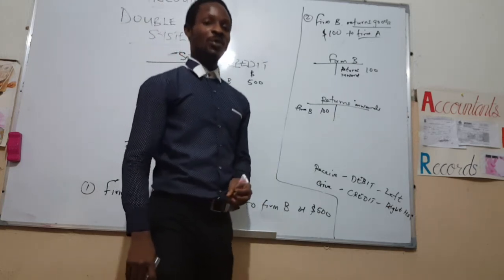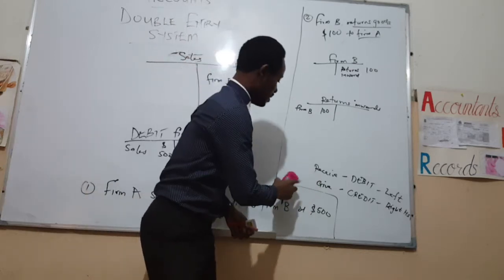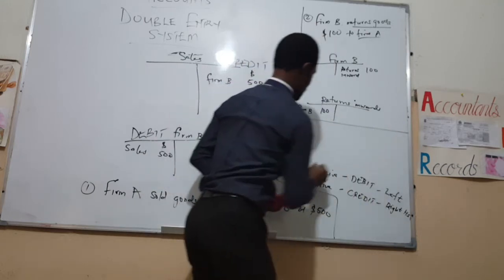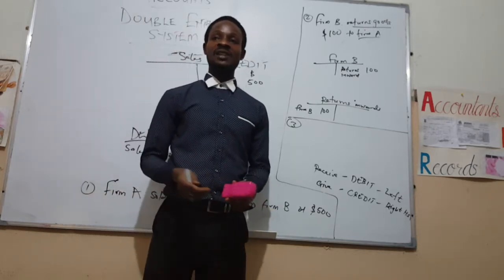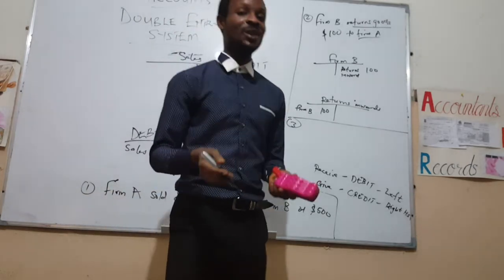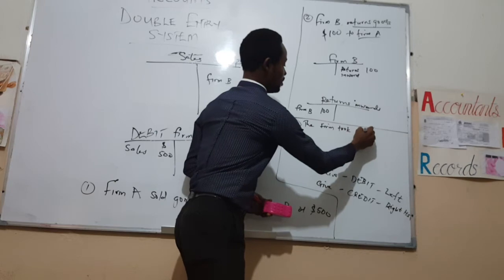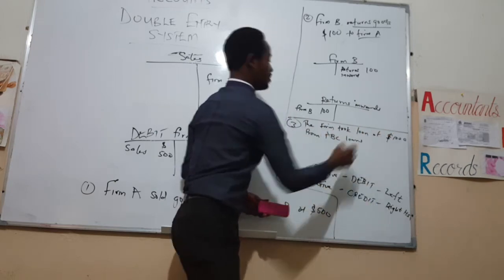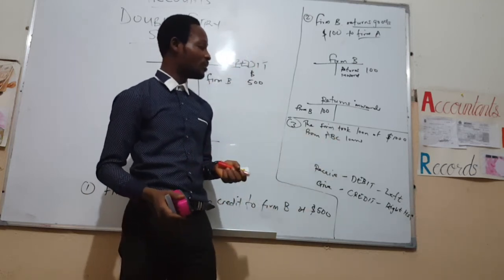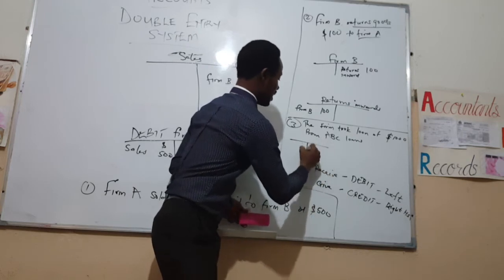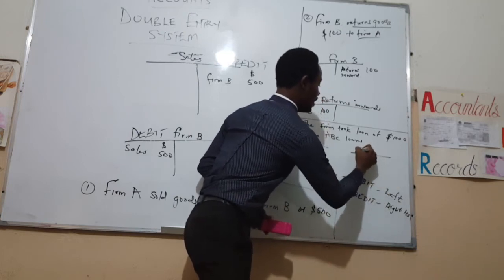Let's attempt one more question together before we end. Number 3. The business took a loan of $1,000 from ABC Loans. If we look at it, money is coming into the business now in form of loan. That means cash account would be affected. Then loans account, ABC loans.